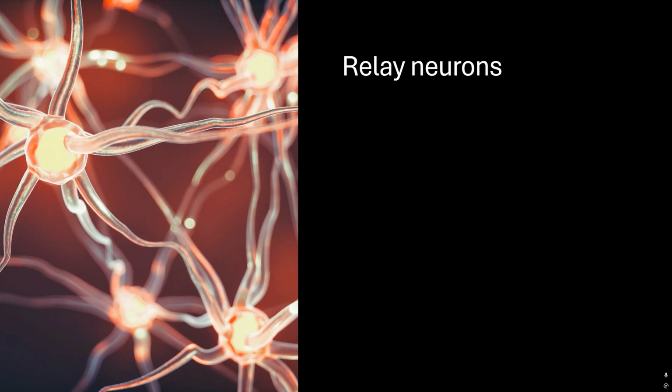We have relay neurons. The function of relay neurons is to pass messages between the sensory and motor neurons within the central nervous system. These are also called interneurons. An example of this is in a reflex arc. The relay neuron connects the sensory neuron to the motor neuron in the spinal cord. Key features are that they have short dendrites and also short axons. And interestingly, these are only found in the brain and spinal cord.